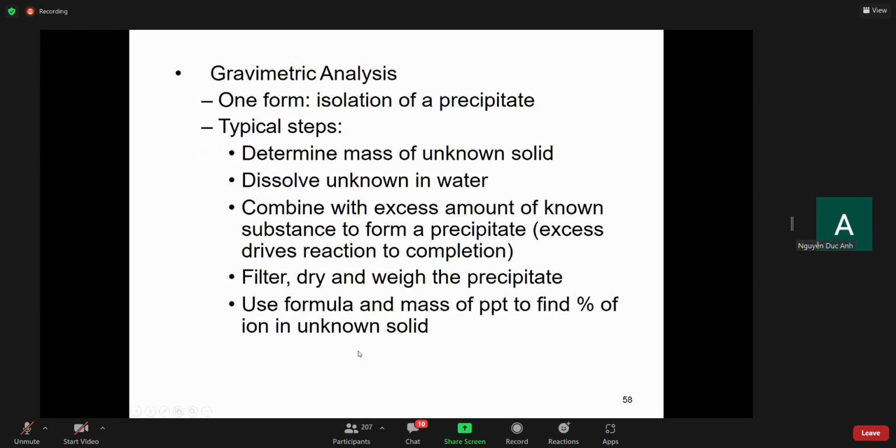So gravimetric analysis is the process in which we are changing some of the ions. By that we will determine, we will prepare some kind of precipitation.